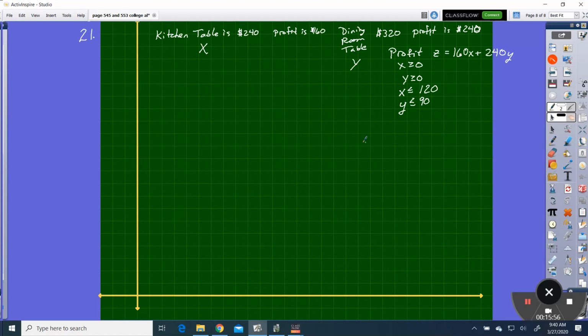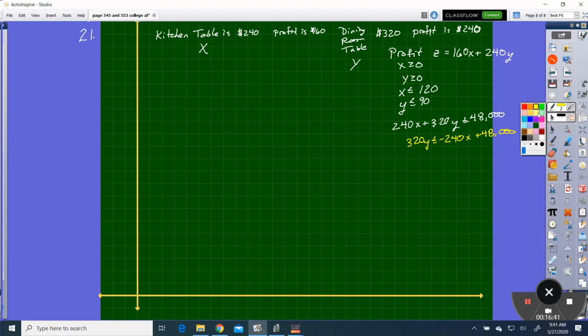The company does not want to exceed a monthly cost of $48,000. Okay, so that's the cost. So that's 240x plus 320y. So we're just talking about cost. We do not want to exceed $48,000. So that's our constraint. So let's go ahead and solve this one for y so that we have a y equals. So I minus the 240x over, so I have 320y is less than negative 240x plus 48,000.